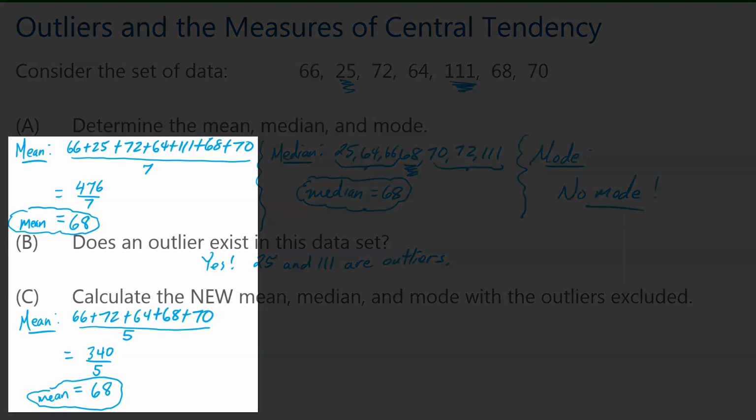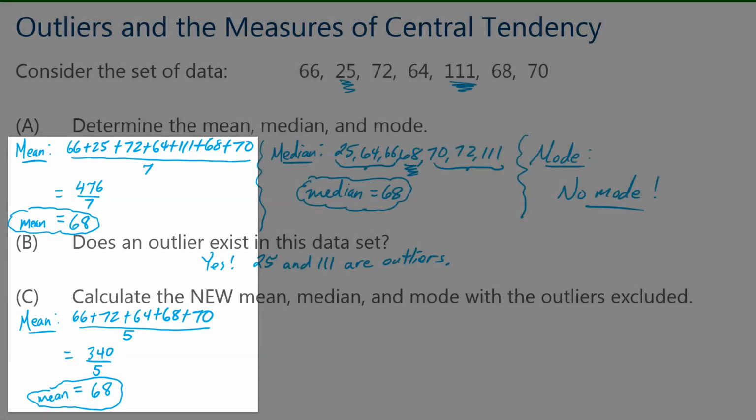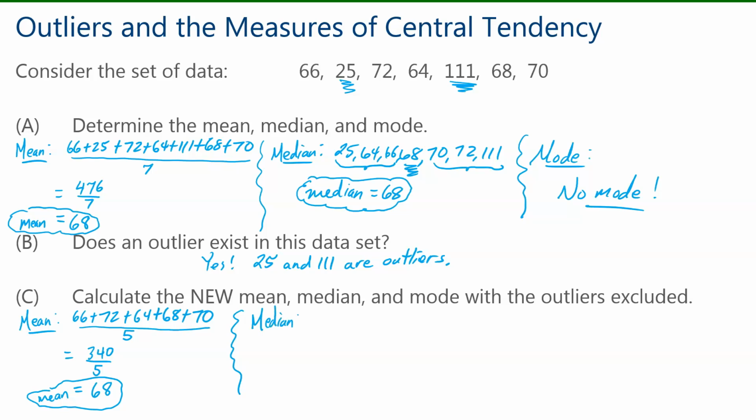With a quick glance up top, we see that the mean hasn't changed. Median. Let's see what happens to the median here. To calculate our median with the outliers excluded, we first of all list our data values, least to greatest, those that remain, 64, 66, 68, 70, and a 72. We are left with 5 pieces of data, so once again, there is a distinct middle piece. I group the first 2, group the last 2. That leaves me with 68 in the middle. Therefore, the median equals 68.